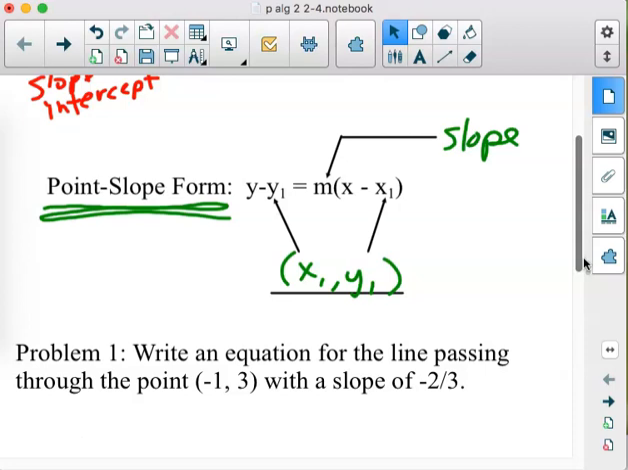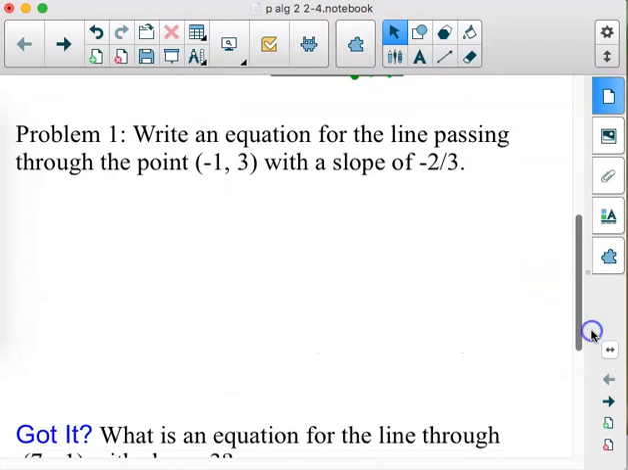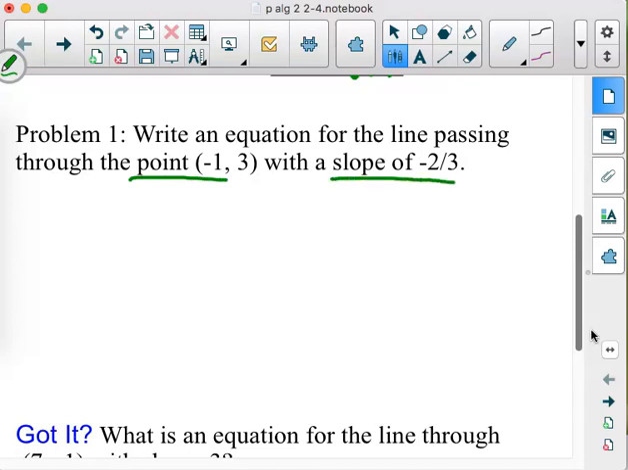So problem 1 says, write an equation of a line passing through the point negative 1, 3, with a slope of negative 2/3. And my first thought is, so which formula should I use? Well, it tells you right in the problem, silly. It says it's a point and a slope. So I need to use the point-slope formula.